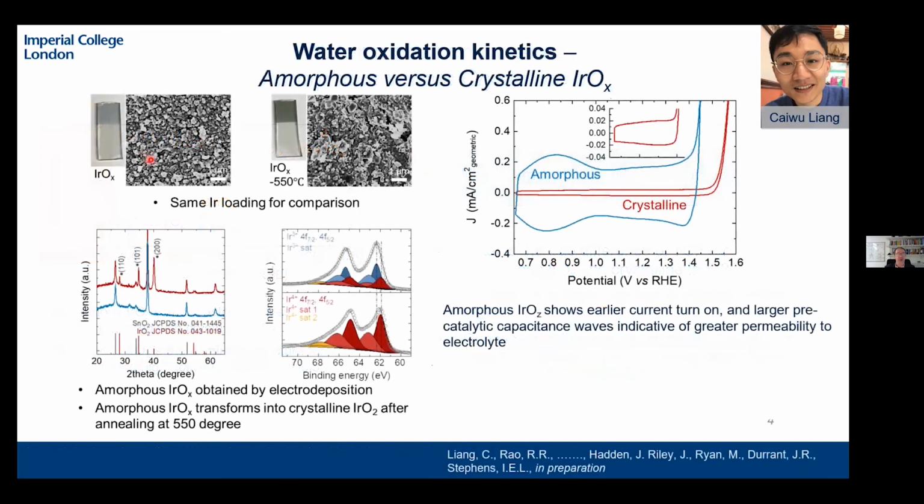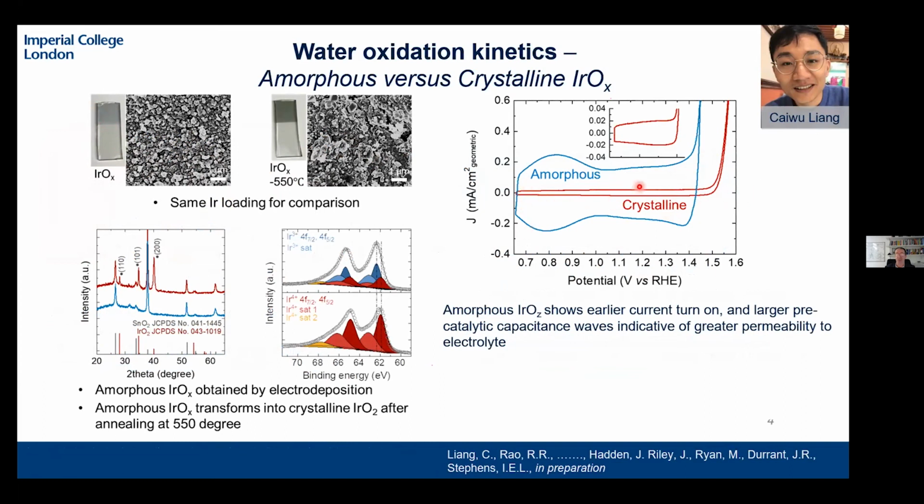So we made two examples of iridium oxide. Essentially, first of all, we made our amorphous iridium oxide, then we annealed it. We made it more crystalline. The morphology overall doesn't change very much, but the crystallinity changes dramatically. And we can see large differences in the current voltage behavior.